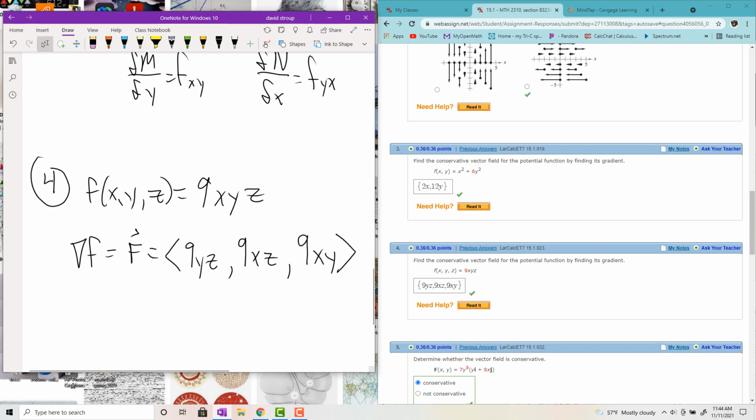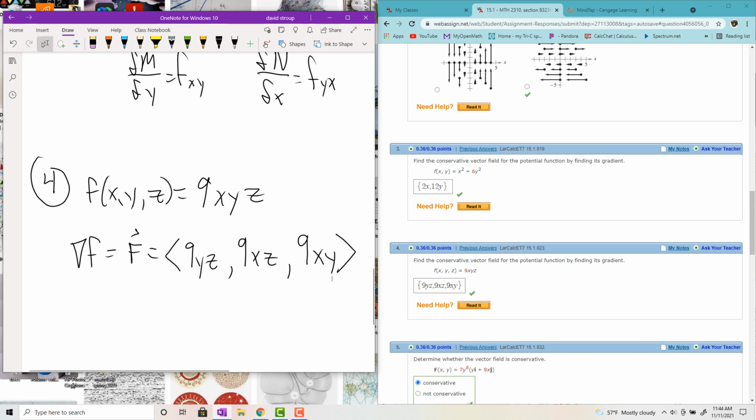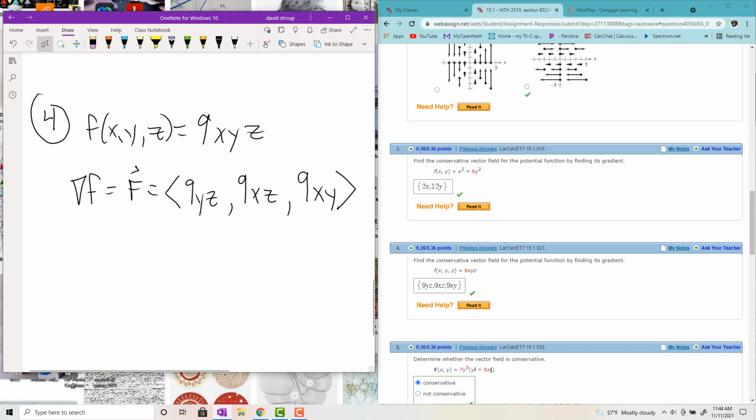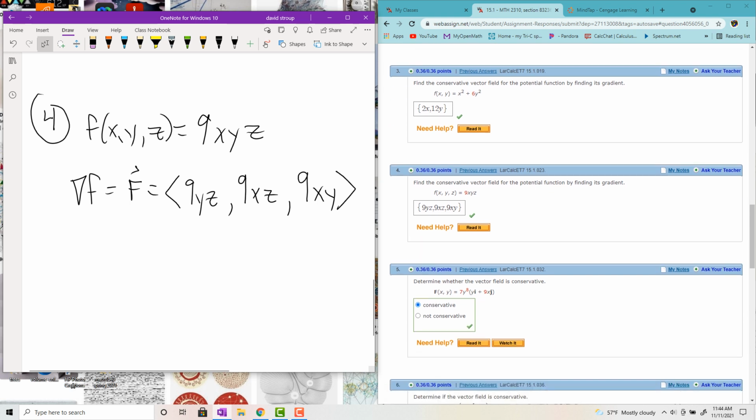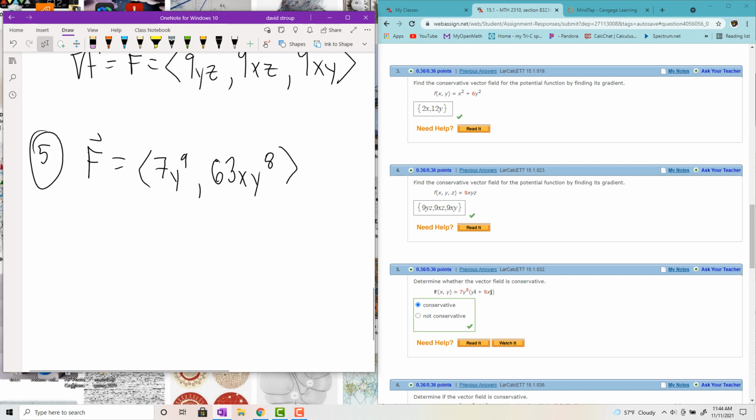The test for space vectors like this, for it to be conservative, you have to do a cross product operation called the curl, which we'll look at in this section, but we're not there yet. Okay. Number 5, then you're given a vector field and you have to determine if it's conservative. So our vector field is 7y to the 9th, comma 63xy to the 8th, right? Whoops, need my little thingamajig here.